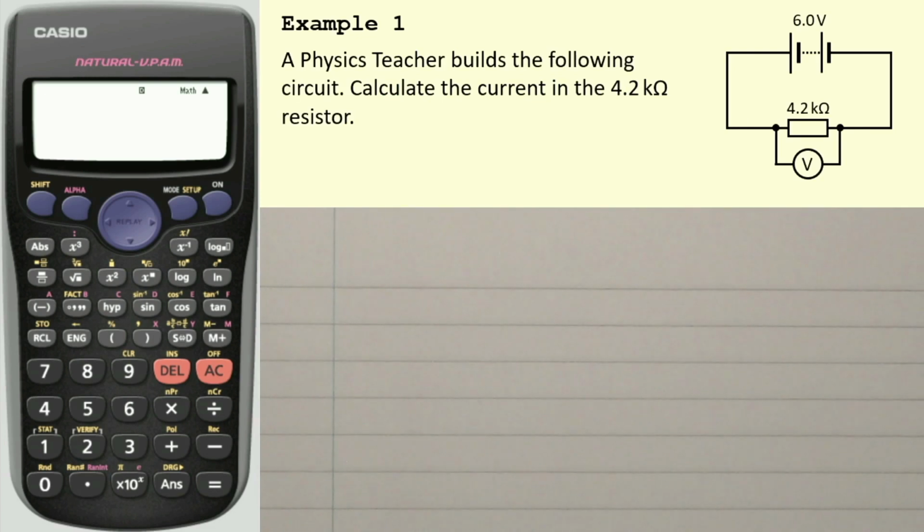So this one says, example 1: a physics teacher builds the following circuit to calculate the current in the 4.2 kilo ohm resistor. Now we've got resistance here, 4.2 kilo ohms. We also have supply voltage, 6.0 volts. Both of those numbers are written to two significant figures. So that really means that my final answer should also be written as two significant figures.